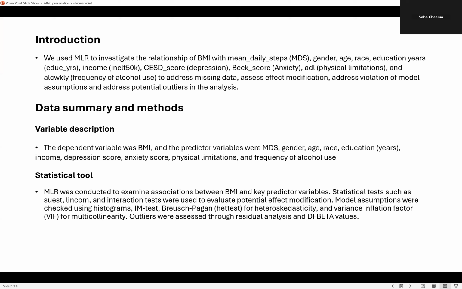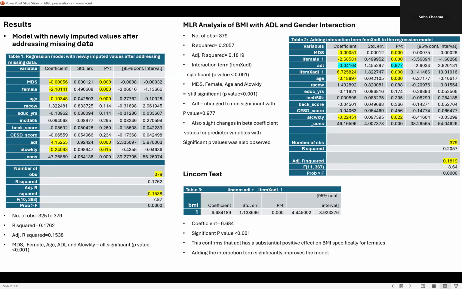Statistical tools include MLR, which was conducted to examine association between BMI and key predictive variables. Statistical tests such as SUEST, Lincom, and interaction tests were used to evaluate the potential effect modification. Model assumptions were checked using histograms, IM test, Breusch-Pagan for heteroscedasticity, and variance inflation factor for multicollinearity. Outliers were assessed through residual analysis and DFBETA values.